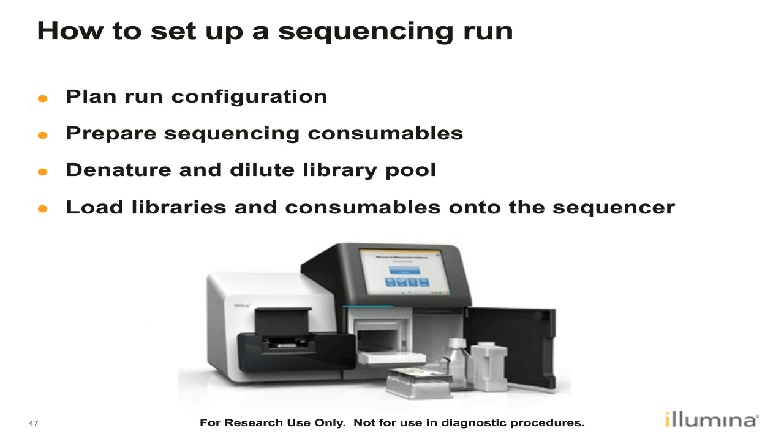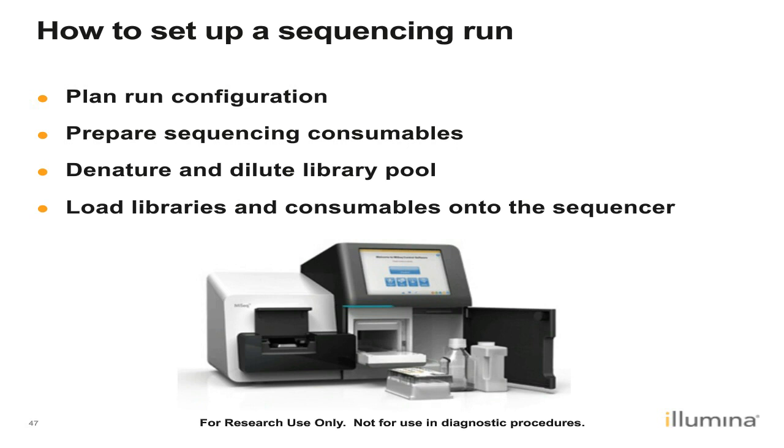Once we have decided on the sequencer we will use, we will plan the run configuration, prepare the sequencing consumables, denature and dilute the library pool, and load the libraries and sequencing reagents into the sequencer. If you have submitted the libraries to a core facility for sequencing, you may or may not plan the run configuration, and these last 3 steps will be done at the core facility.